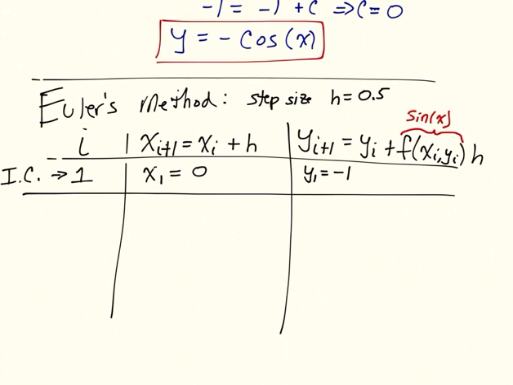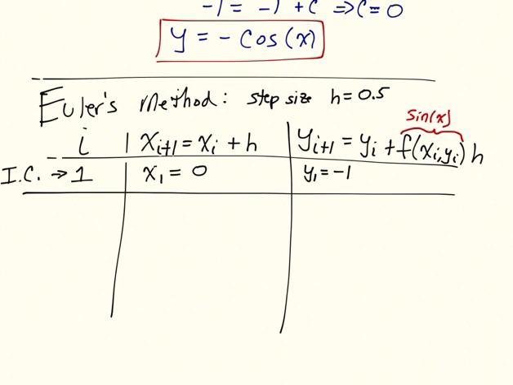Now let's compute the next line in the table. So the next line in the table, we're going to have i equal to 2. We're going to be looking for what is x2. And based on the equation at the top of this column, that's x1 plus h, which is equal to 0 plus our step size, which is 0.5. So x2 is just 0.5.